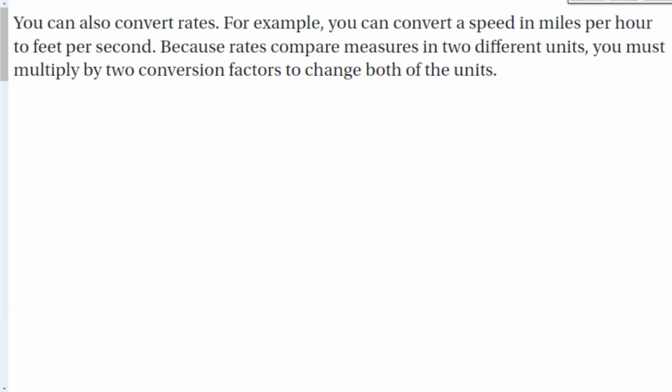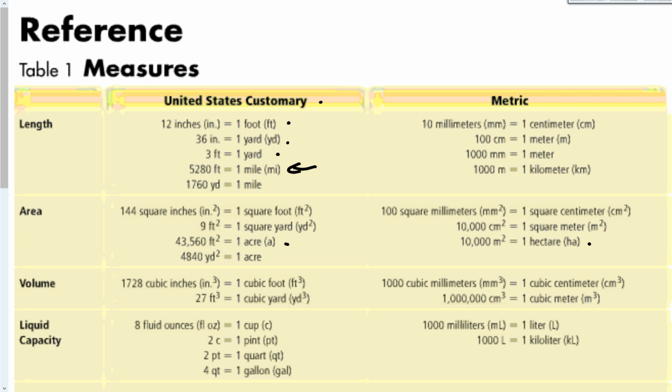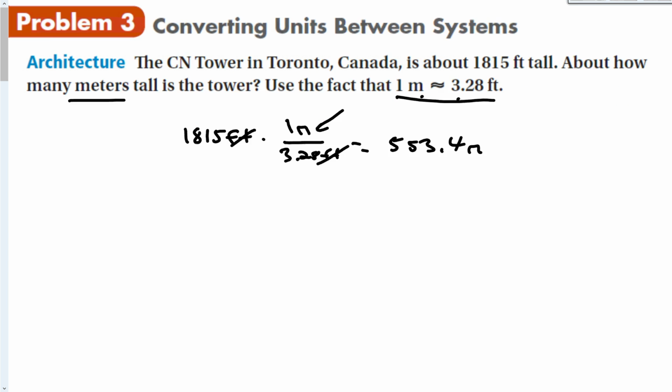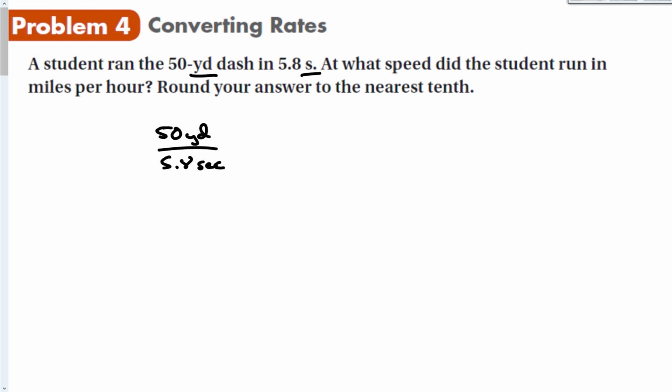Okay, and if I look back at my table, I can see that here's what I want: 1760 yards, 1 mile. So I know that in 1 mile there's 1760 yards. 1 mile, 1760 yards. And notice I put the yards on the bottom so that way these two would cancel out.